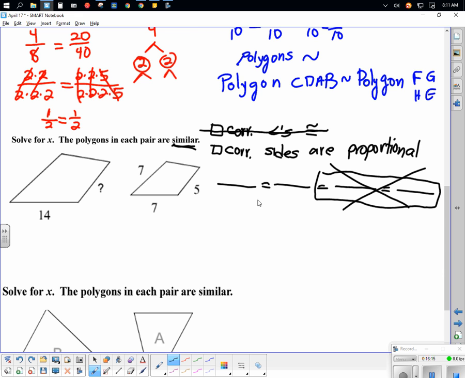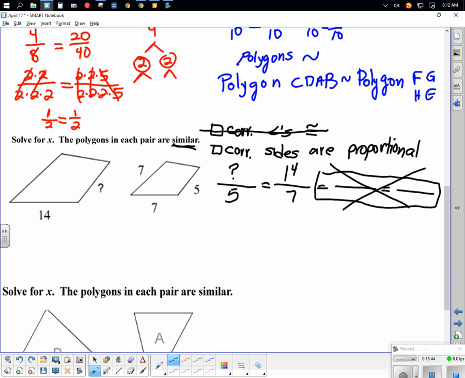So the way to do it is, I like to start with what I'm looking for, the x or the question mark. So I'm going to put the question mark here. Now this question mark, this side corresponds to this over here. So 7 is to 5 as, or equal, give me another side from over here, 14. Now 14 is the bottom side that corresponds to 7.